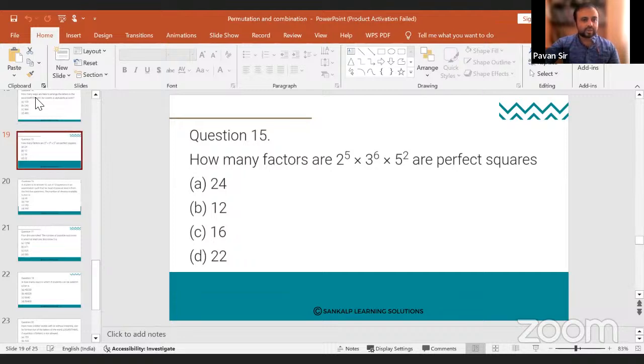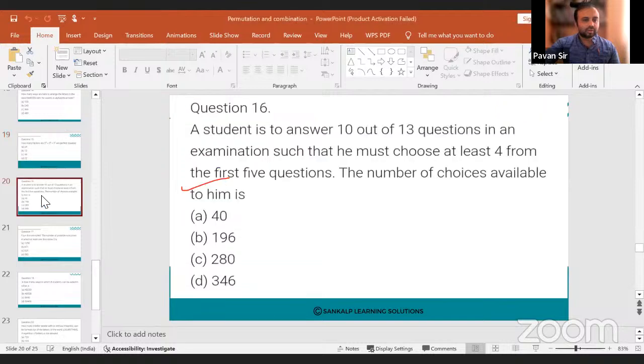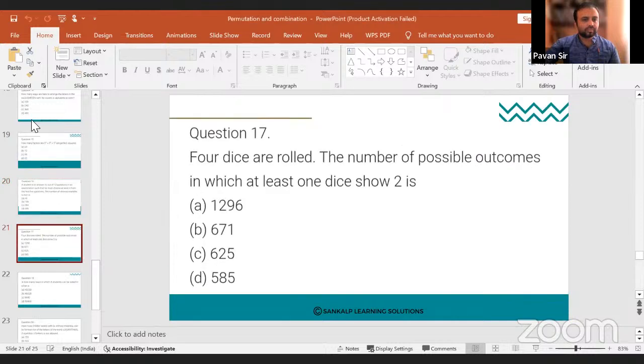The answer is going to be 24. Next question. Question number 16. The answer is going to be 196. Take the screenshot quickly. Next. Question number 17. Option B, 671, is the correct answer. I'm giving just the answers. You just try to solve and get the correct answer.